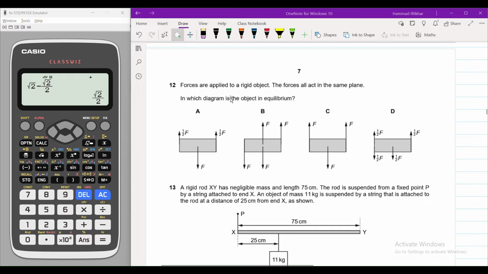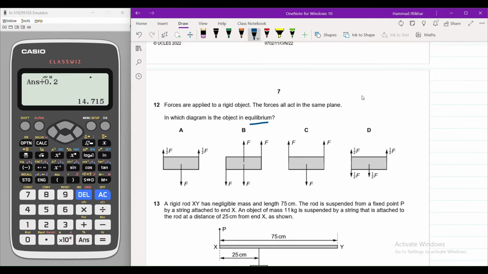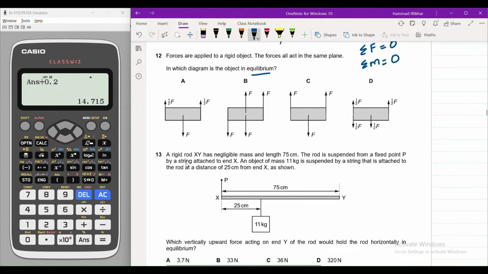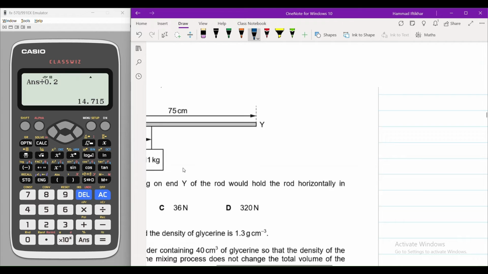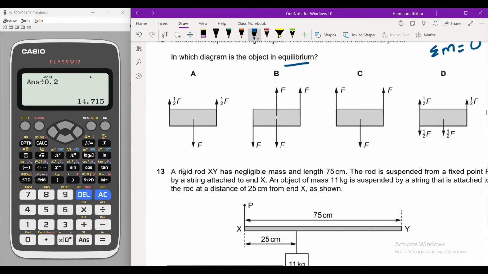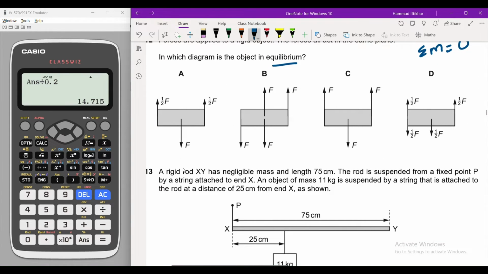Forces are applied to a rigid object. The forces all act in the same plane. In which diagram is the object in equilibrium? We know the two conditions for equilibrium: the resultant force in any direction is 0, and the resultant moment about any point is 0. So all we have to do is sum the forces upwards and downwards, and see if there's any moment about any point.